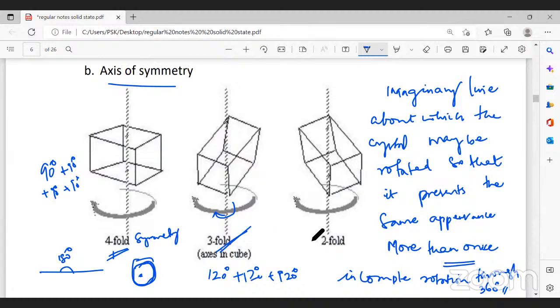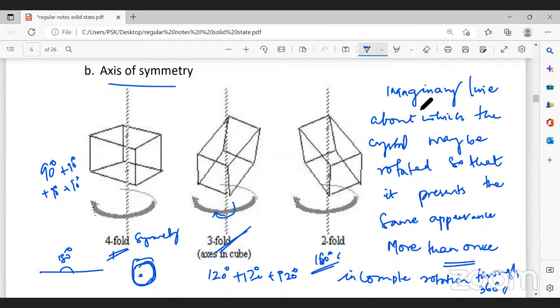Yes. Now, twofold symmetry means what? The angle should be how much? 180 degrees. So if you rotate 180 degrees, the crystal will look similar as it was initially. So 2 times you can rotate 180 degrees. Therefore, the crystal will appear twice similar on a complete rotation of 360 degrees. This is called axis of symmetry.